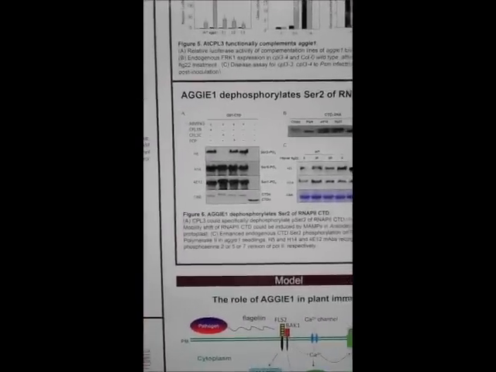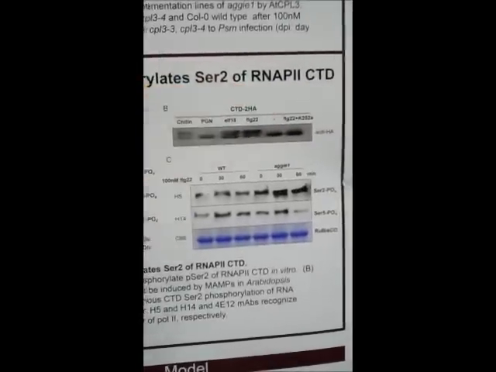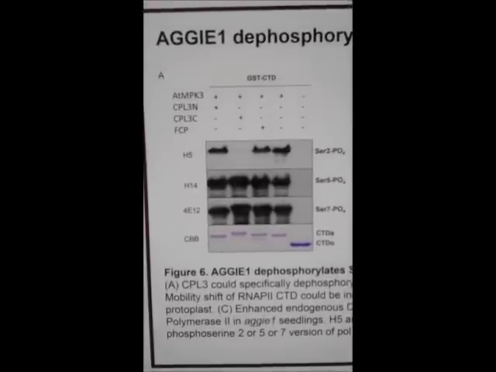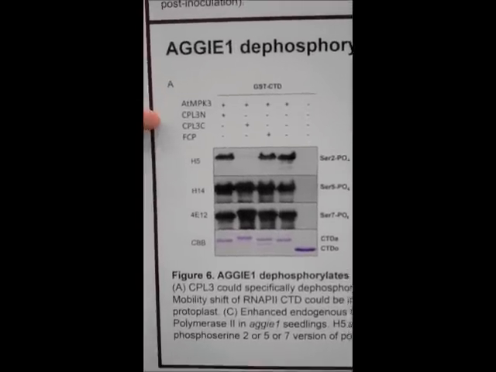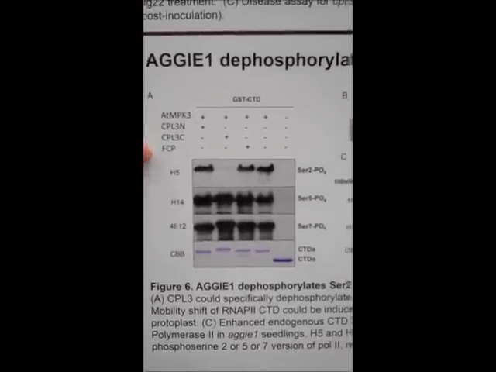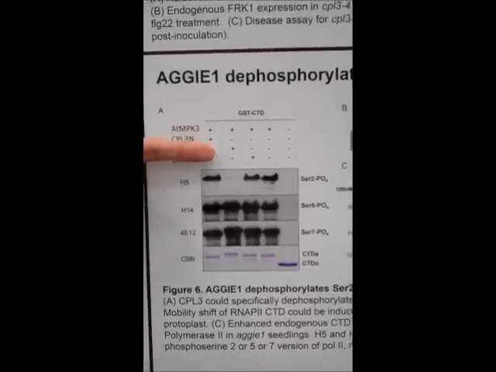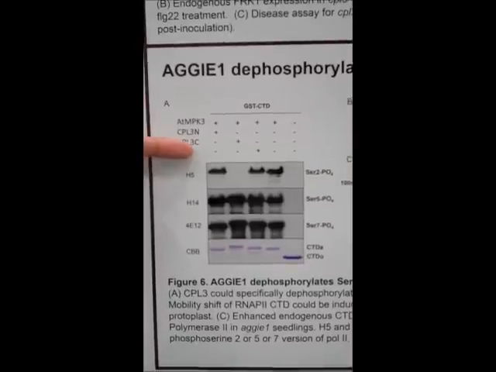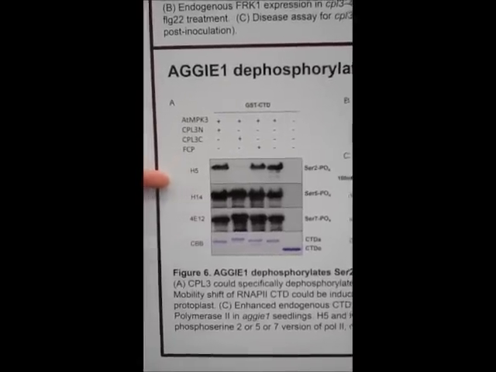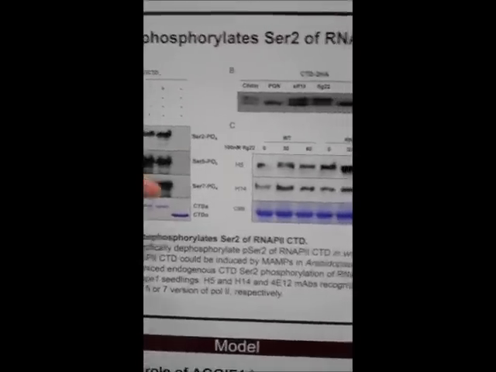And also Aggie 1 can dephosphorylate serine 2 of the RNA polymerase II CTD. Here, in the in vitro assay, we constructed three different versions of CPL3: N-terminal, C-terminal, and FCP domain. The CPL3 C-terminal can specifically dephosphorylate the RNA polymerase II CTD at the serine 2 residue. So we validated this result in an in vivo assay.